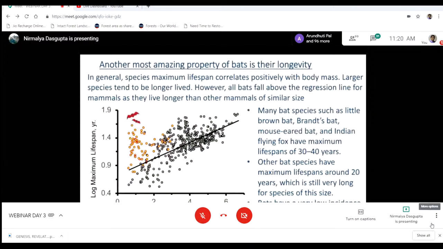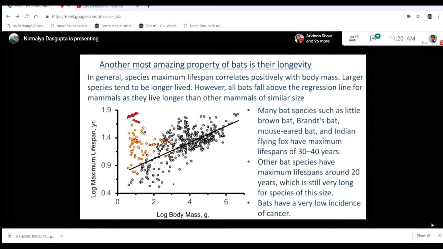Another amazing fact about bats is their longevity. If you see the regression lines, in general the species' maximum lifespan correlates with body mass. So if you see, a mouse will be here and their lifespan is very low. But if you see the same, you can see all the yellow dots are for bats, and their longevity range is very high. Human will be here and bats are also here. Many bats can live 30 to 40 years. Some bats live 20 years, which is still very long for their size.